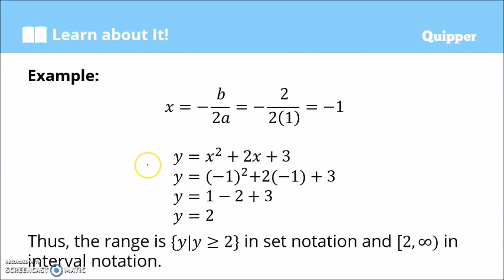So this is our formula, x equals negative b over 2a. So we just need to substitute the values. Again, our a is 1, our b is 2. So that's negative 2 over 2 times 1. 2 times 1 is 2. And then 2 divided by 2 is 1. And so the answer is negative 1. So our x is negative 1.